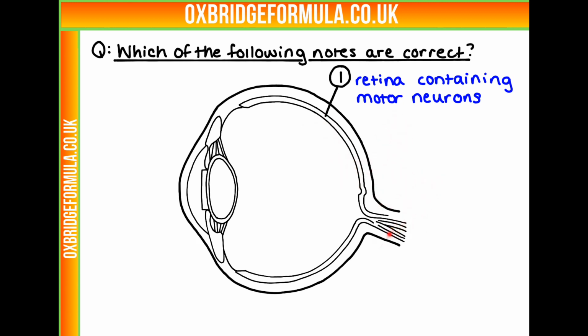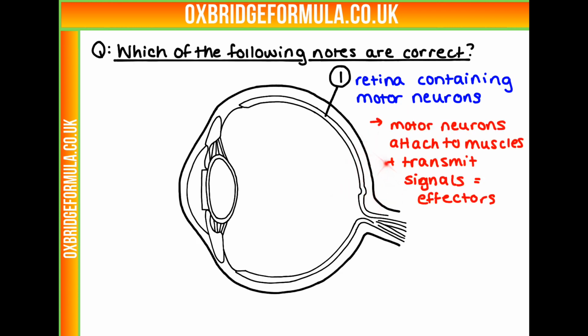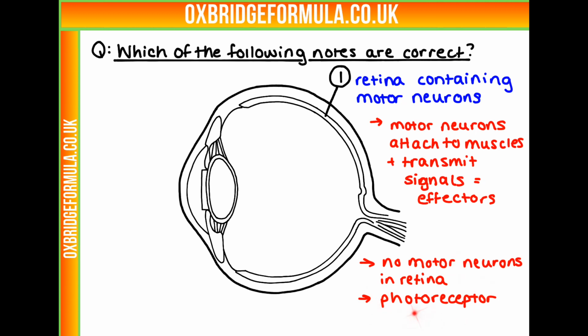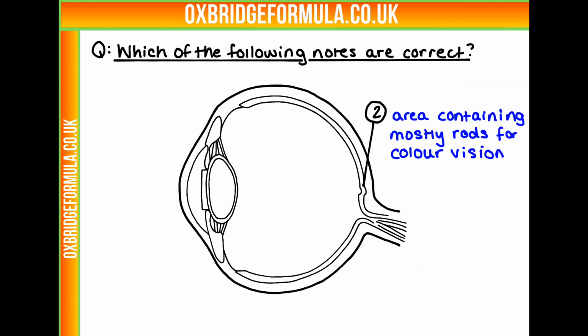So first of all, is this the retina? Well, yes it is, at the back of the eye. That's where our retina is. Does it contain motor neurons? Well, what are motor neurons? They are things that attach to muscles and they transmit signals to effectors. Does the retina contain motor neurons? Well, no. There's no motor neurons in the retina. They are actually the receptors of the signals, so not the motor neurons which transmit from the receptor to the effector. These are the receptors themselves. So this is incorrect.